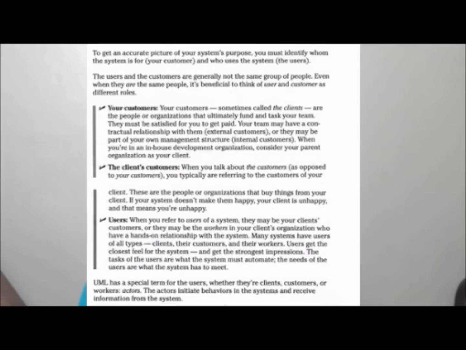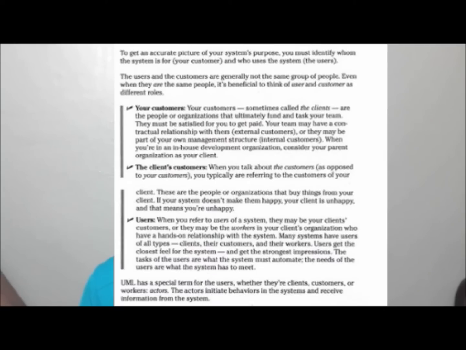Your customers are sometimes called clients. And to be honest, in my experience, they're always called clients. It just seems to be the way it is. And so you are going to be working with those clients. Typically, you have a contractual relationship with them. So you need to talk to your clients and make sure that, obviously, you get your client happy. An unhappy client means the system's going to fail and it's not going to get things done.